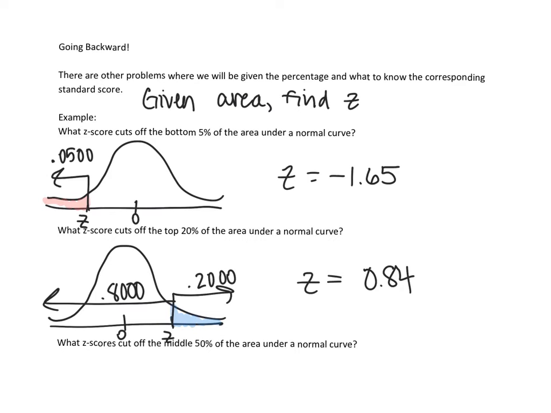It has a z-score of 0.7995, which again, we may not find an exact z-score, but we want the z-score that's closest.